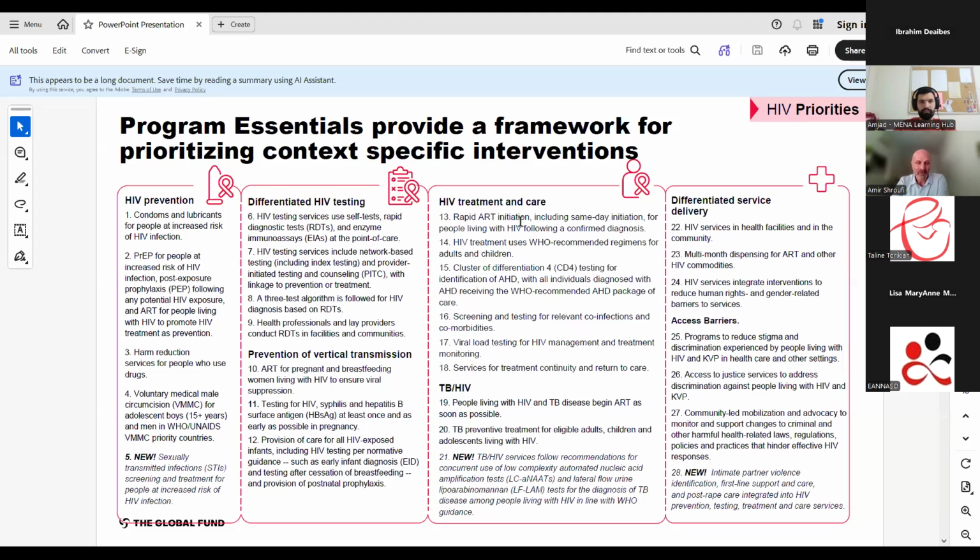And then, in recognition of how prevalent sexual and gender-based violence is among the populations we support, and as well as the opportunities there to address an excess burden of HIV that is preventable, intimate partner violence identification, first-line support and care, and post-rape care, we're recommending be integrated across the prevention, testing, and treatment cascade.